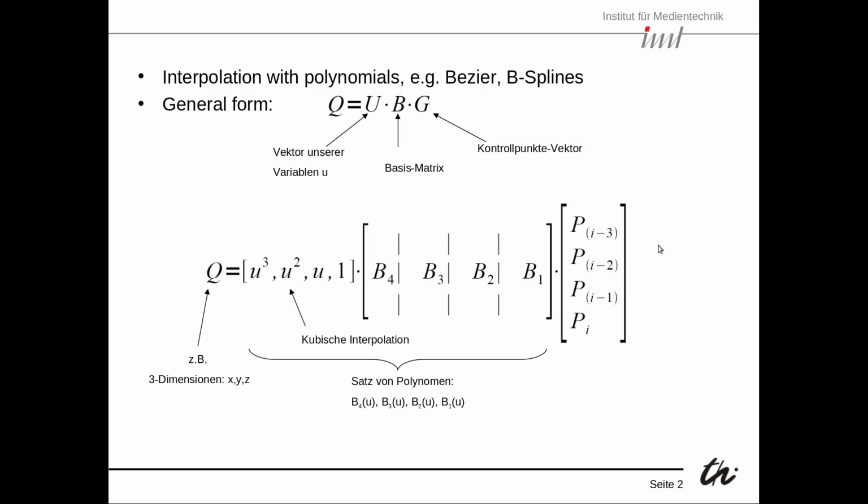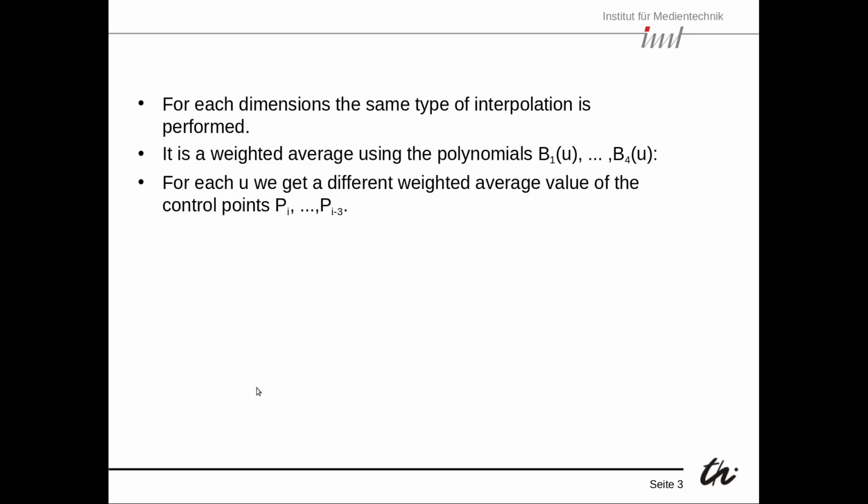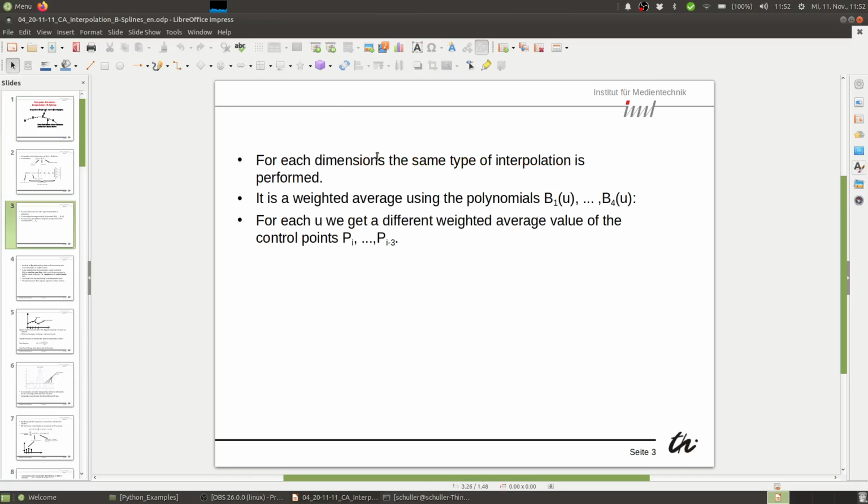This is the general form which we used also for the Hermite and the Bézier curves. And observe that the resulting points here are usually in 3 dimensions, so x, y, and z. That means that for each dimension we have the same type of interpolation with those polynomials.